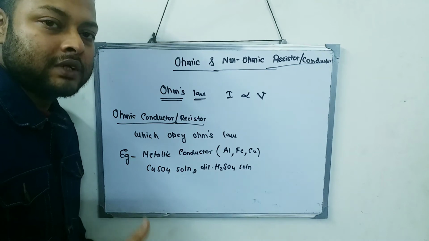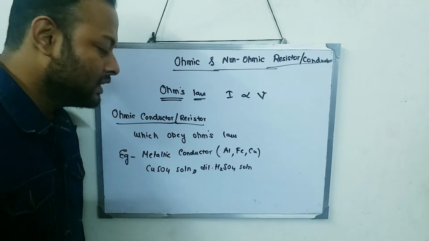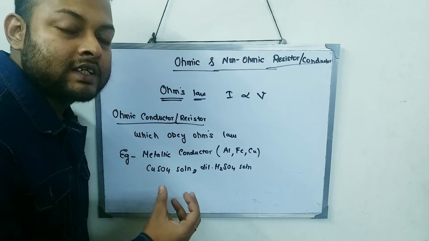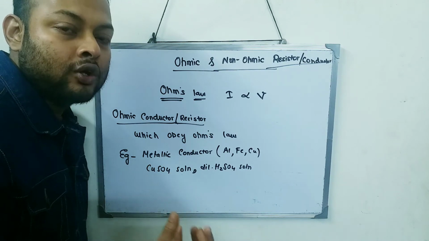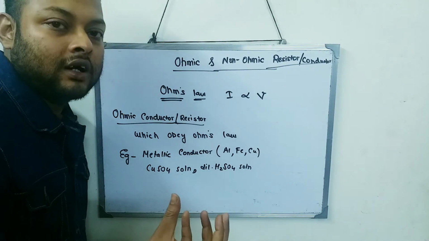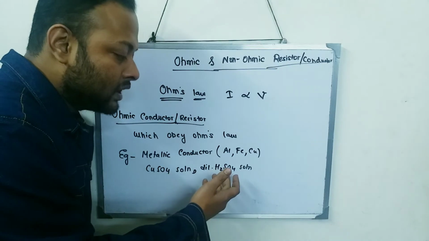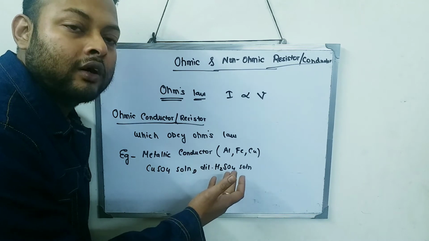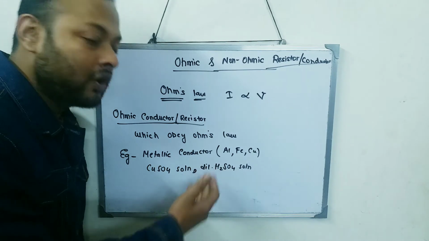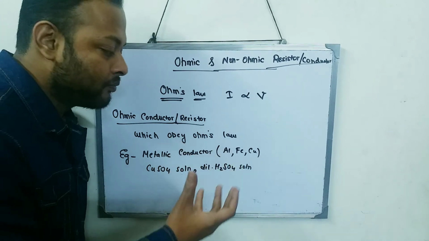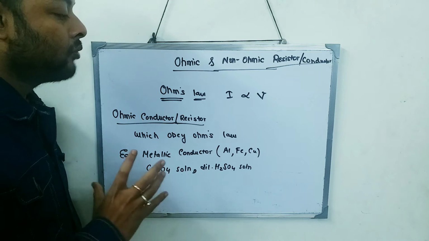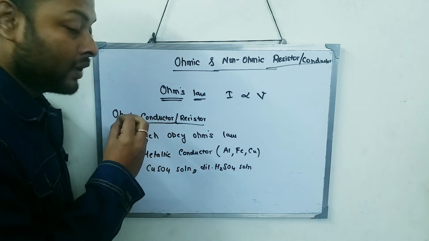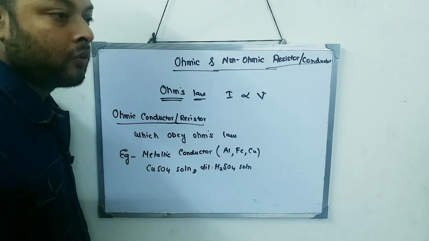In chemistry, in the chapter electrolysis, you will see that current can pass through copper sulfate solution because it has positive ions and negative ions which conduct the current. Dilute sulfuric acid also produces the hydronium ion, the sulfate ion and the OH minus ion. Because of that, it can conduct electricity. So these are the examples of ohmic conductor, right? And what is an ohmic conductor? The one which obeys Ohm's law.